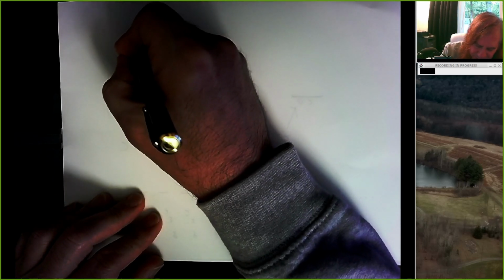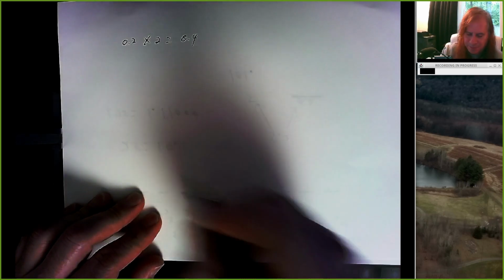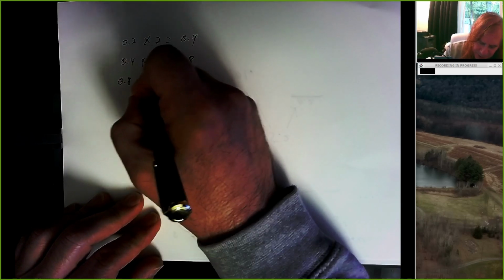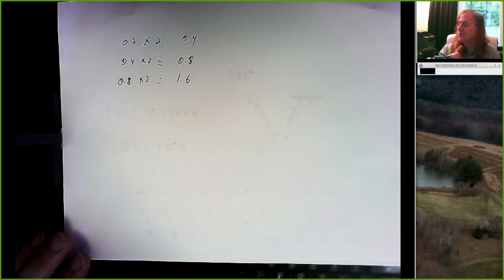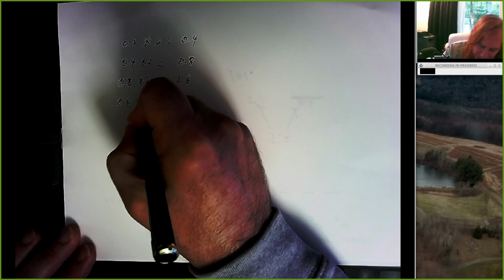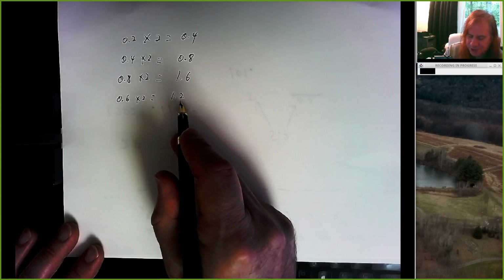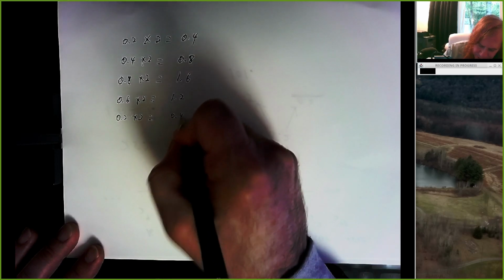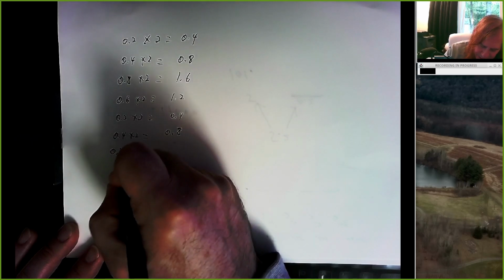So I'm going to start off with 0.2, and I'm going to multiply by 2 and get 0.4. I'll take 0.4 times 2 and I'll get 0.8. 0.8 times 2, I'll get 1.6. On my next line, I'm not going to write 1.6. I'm just going to take the thing to the right of the decimal point and say 0.6 times 2 equals 1.2. And on the next line, I'm not going to write 1.2. I'm just going to take the thing to the right of the decimal point and write 0.2 times 2 equals 0.4. 0.4 times 2 is 0.8, and so on.